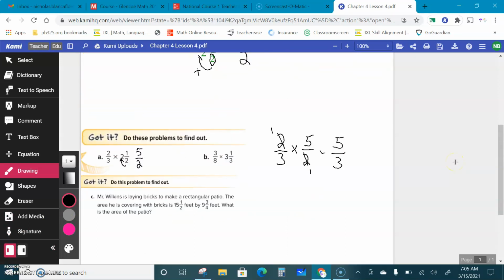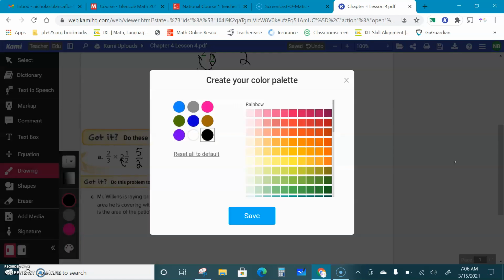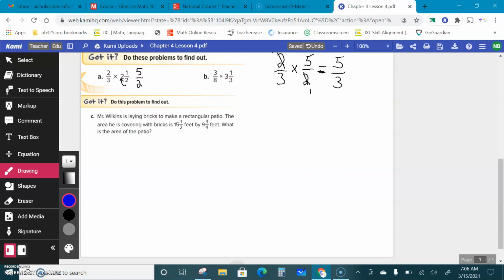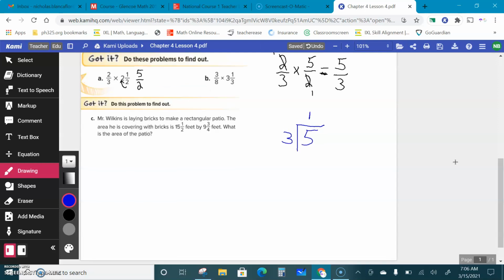We are going to be changing these back into mixed numbers. So you have 5/3 as our product. What we need to do is get it into a mixed number because we don't want to leave it as an improper fraction. So let's change here to blue and write it out as 5 divided by 3. We know 3 can go into 5 one time without going over. It gives us a 3, and 5 minus 3 is 2.